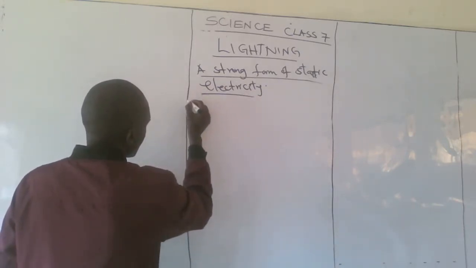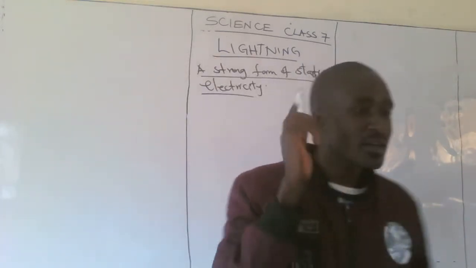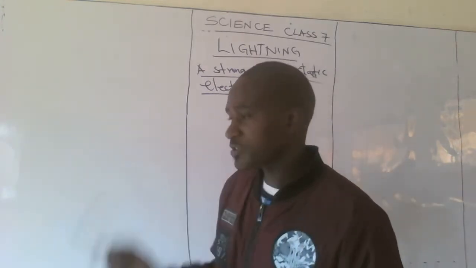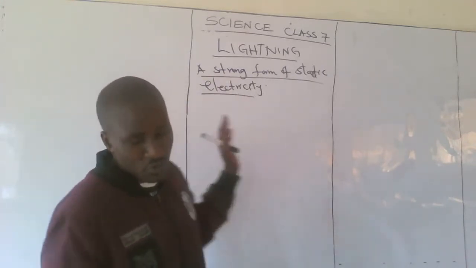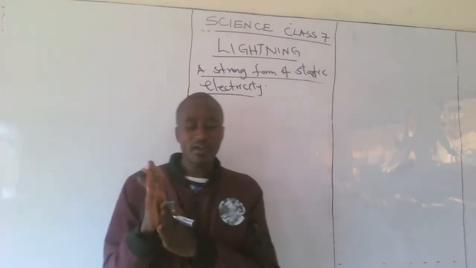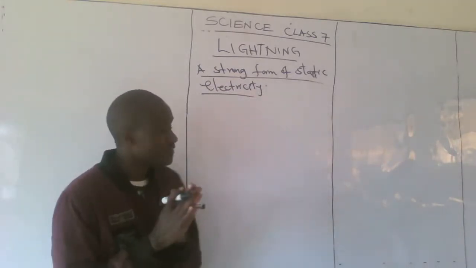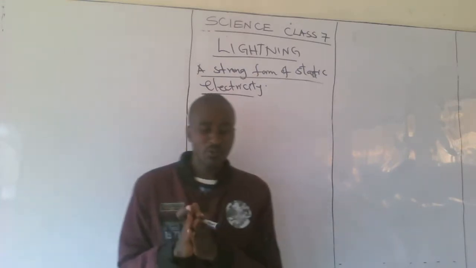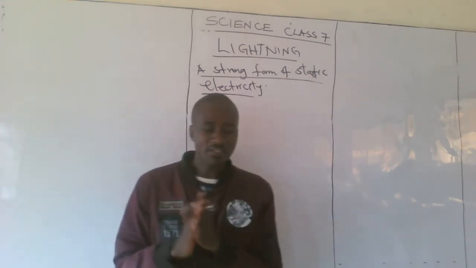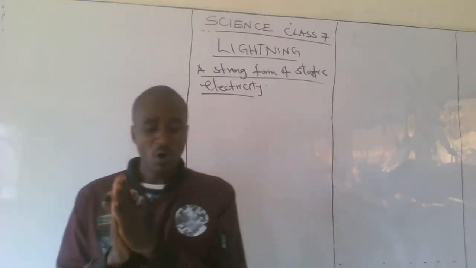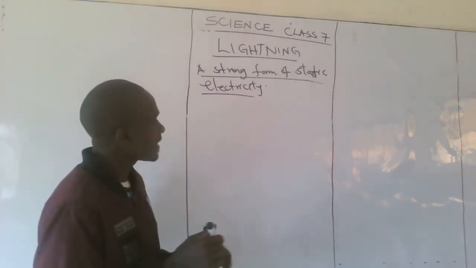Remember what we said about the small forms which we learned last time, like rubbing a ruler on your hair, then you put it next to small papers, it attracts. So when the clouds also rub against each other, they charge. And remember, the clouds also have charges. We have negative charge and we have positive charge. So it occurs when clouds are charged either positively or negatively due to friction between them and the air.